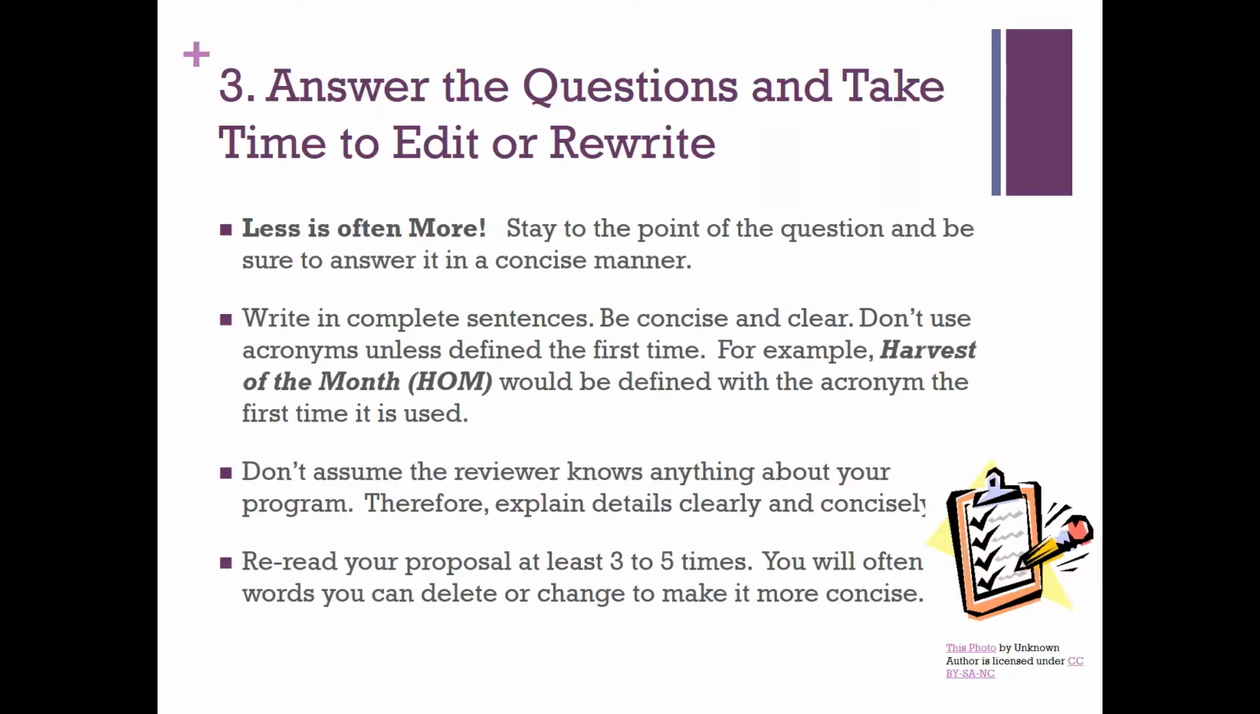Don't assume the reviewer knows anything about your program. So spell out the details in concise, complete sentences. I find when I write our Team Nutrition grant, when I'm writing the first draft, I just write what I'm trying to do, but then I have to go back 2 or 3 times to edit it to make sure it's concise. And this is where having a co-grant writer is helpful, as they can edit what you wrote to make it more clear and concise.